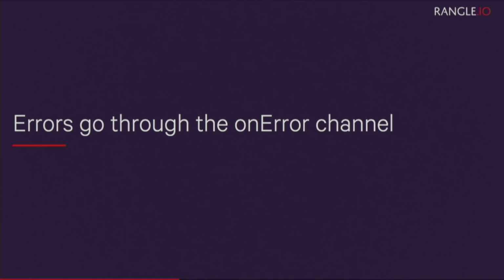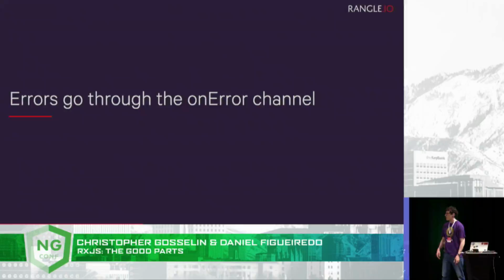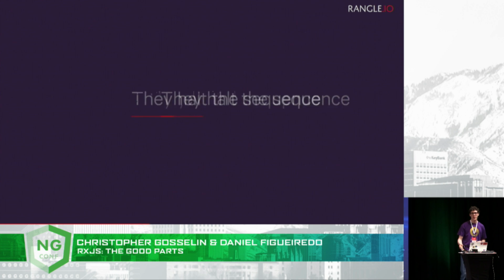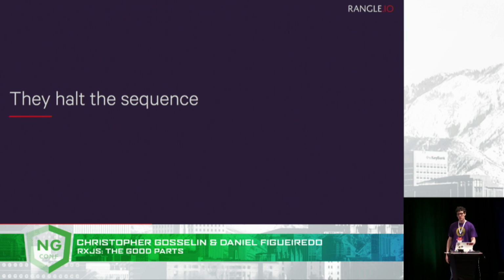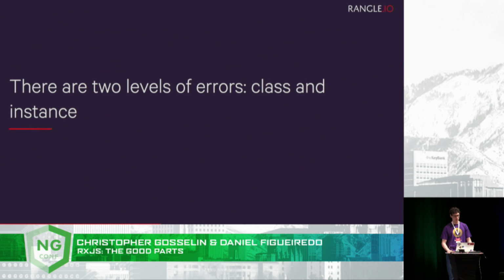So the errors go in a specific channel called the on-error channel. We're going to get deep into this, but basically you can attach a callback that will be called whenever an error happens, and you are provided the error as an argument of your function. Another important thing is that errors halt the sequence. So if an error happens, the observable will stop. And this is very important to know.